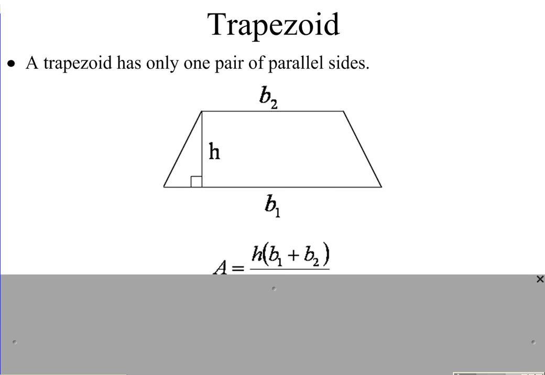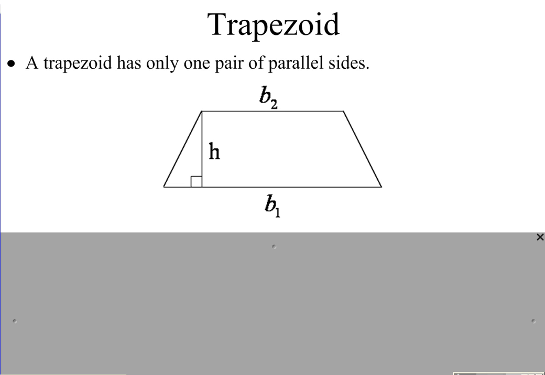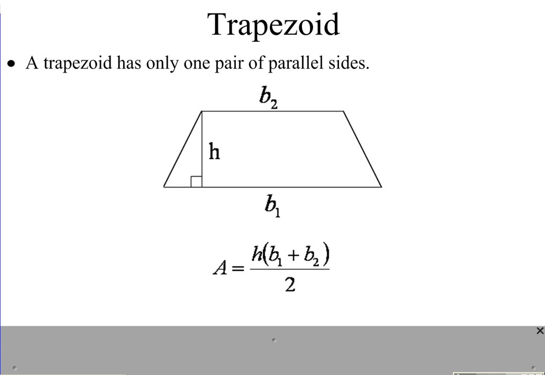The second type of quadrilateral is a trapezoid. The difference between a trapezoid and a parallelogram is that a trapezoid only has one pair of parallel sides, unlike a parallelogram, which has both pairs parallel. There's an example of a trapezoid. The top and bottom side are parallel. The left and right side are not parallel. Therefore, that's what makes it a trapezoid.